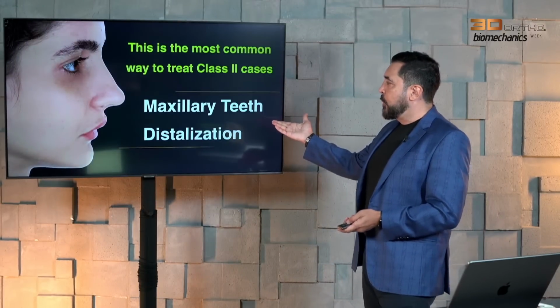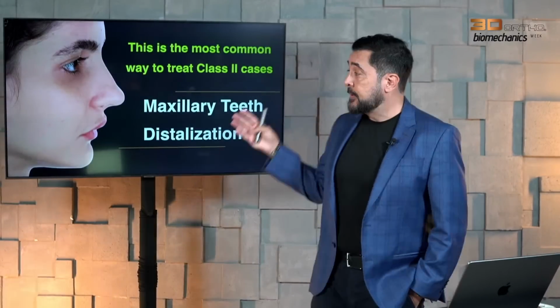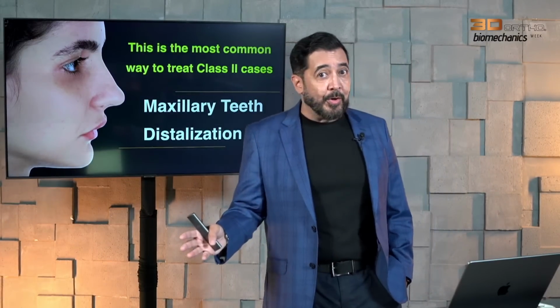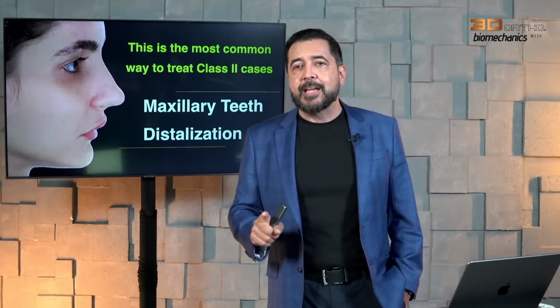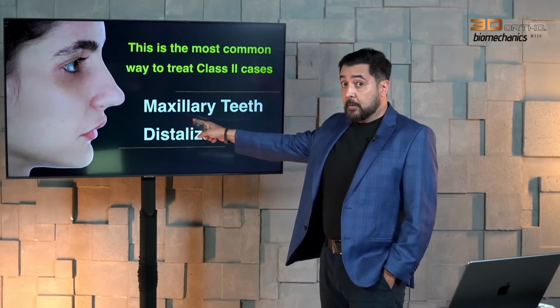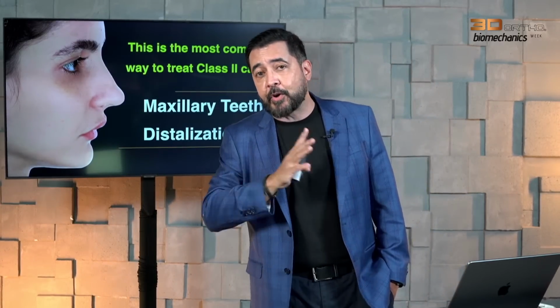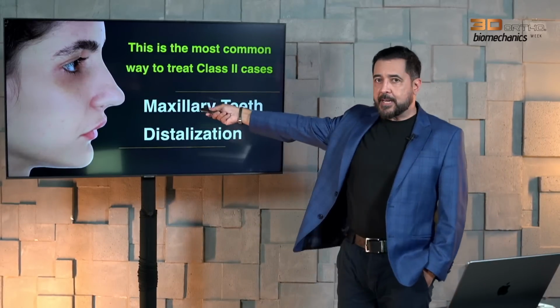For example, what's the most common way to treat our class 2 patients? What's the most common way to address a class 2 situation? Is by distalizing upper teeth. Well, we know that only 15 to 20% of our patients have maxillary protrusion. The other part is maxillary plus mandible. 60% of our class 2 patients have deficient mandible, but we are treating them in the maxilla.